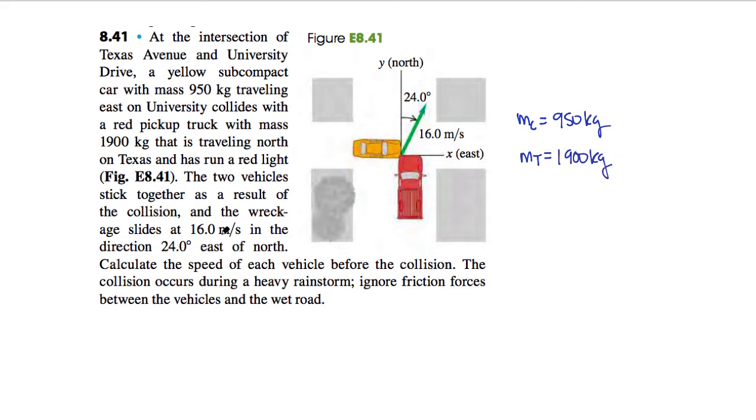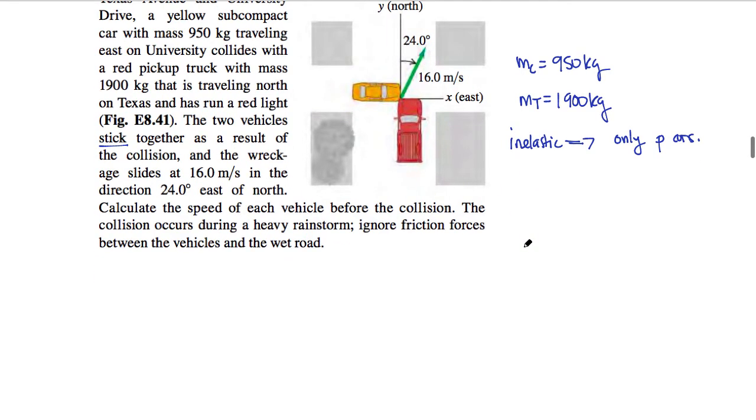So when they collide, they stick together. Now that tells us some information. This is an inelastic collision. So what does that tell us? That tells us that only momentum is conserved, not energy. So after the collision, the wreck slides at 16 meters per second in a direction 24 degrees east of north. So be careful how this is defined.